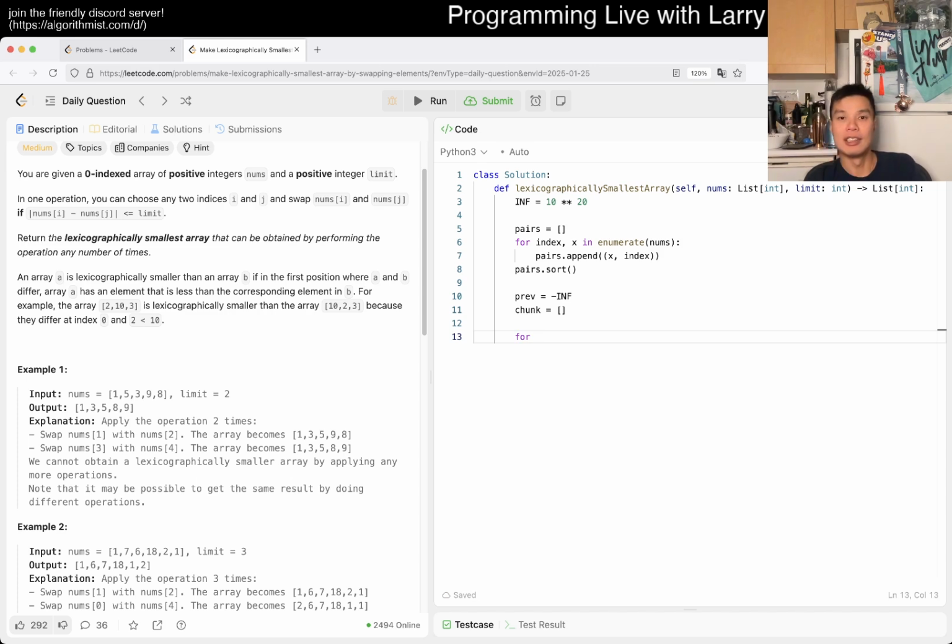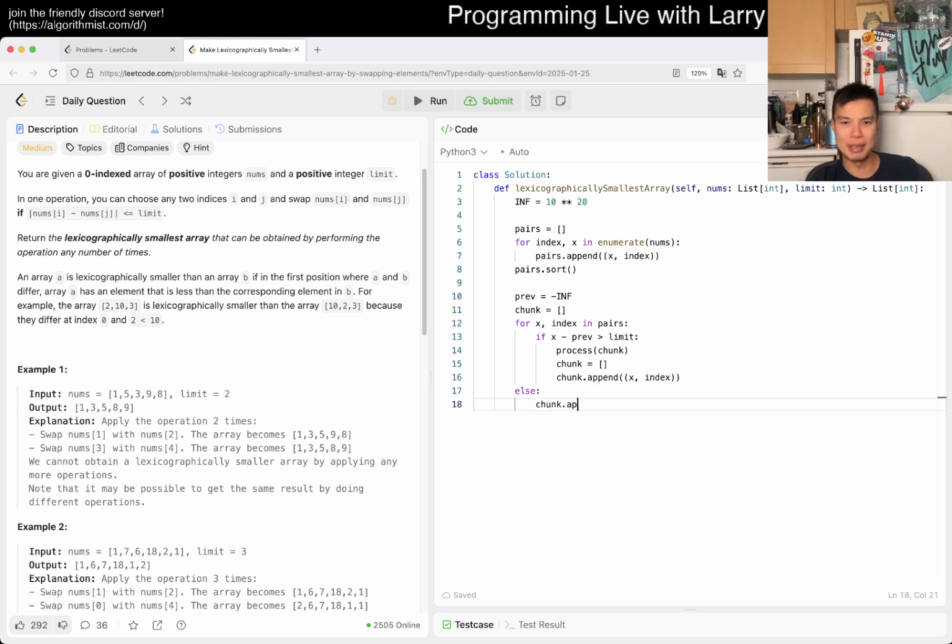Anyway, okay. So now for x, index in pairs, we want to say, if the difference between x and the previous number is greater than limit, then we want a new chunk. So we process the chunk, and then chunk is equal to a new chunk, and then chunk append x, index. And at the end, we also want to process the chunk.